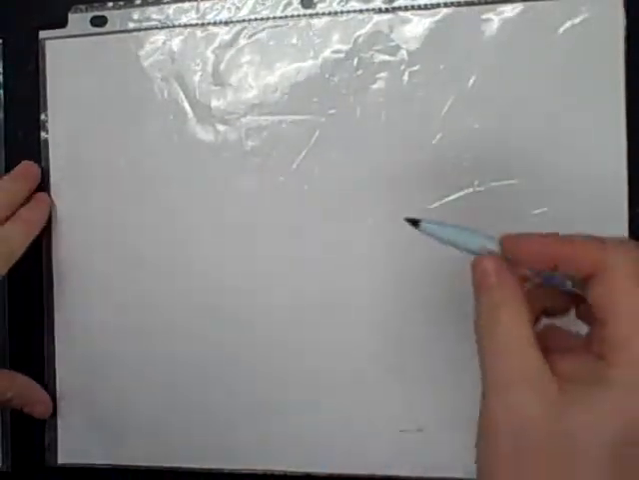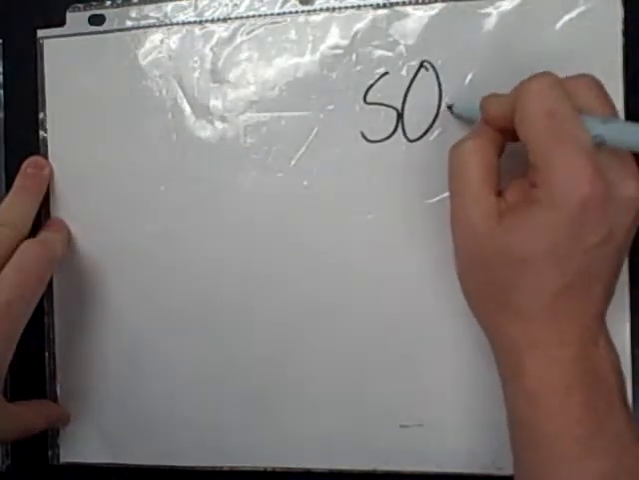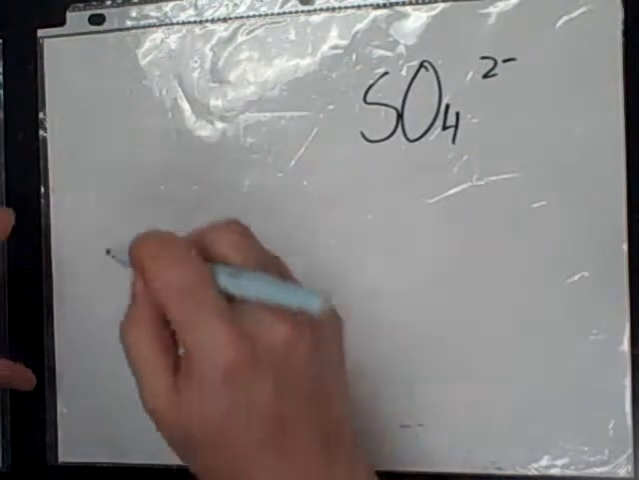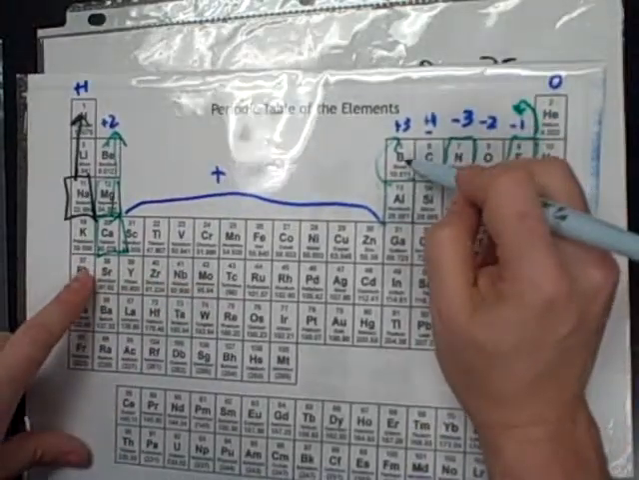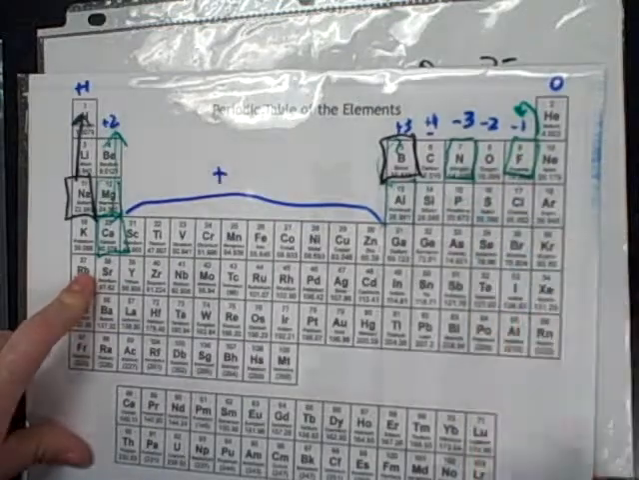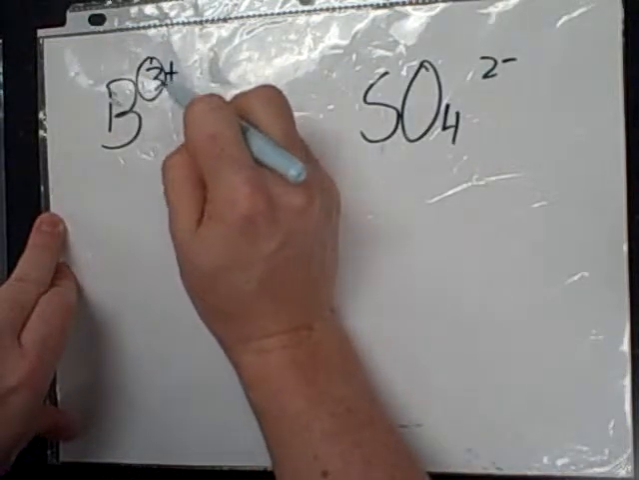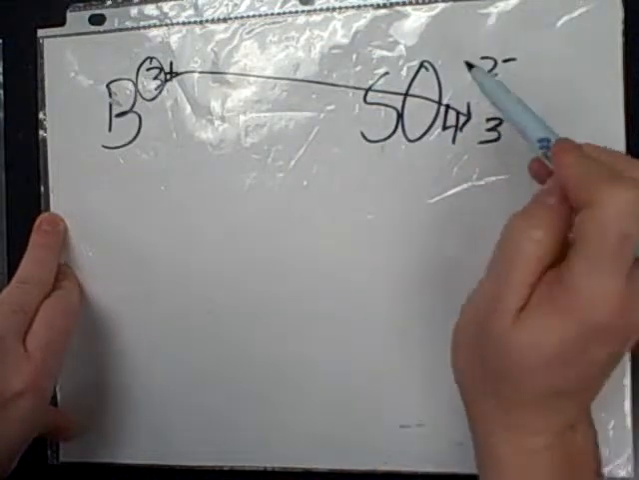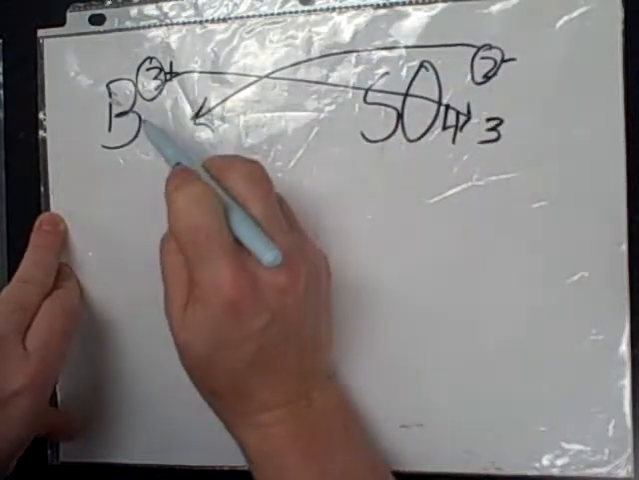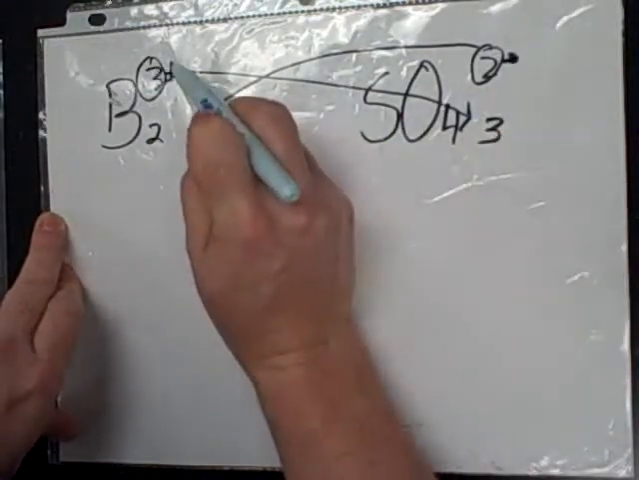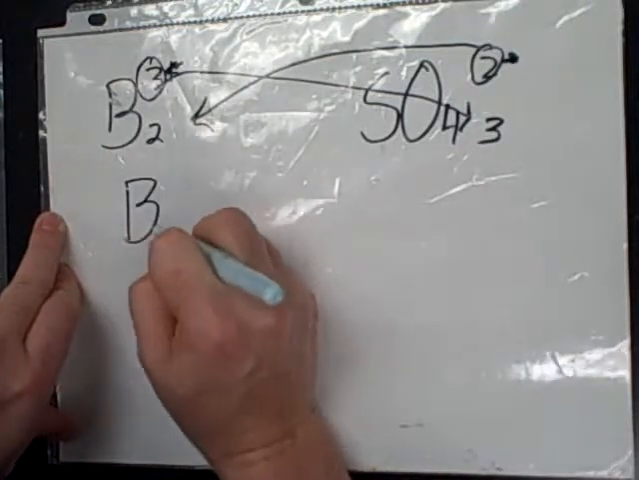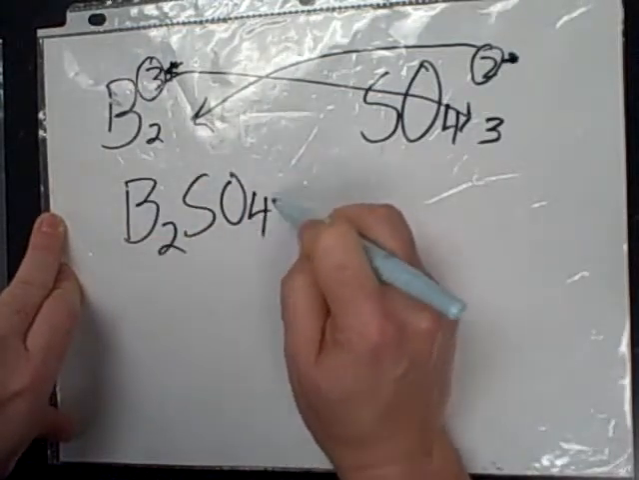Now what if what we had bonded to the SO4 was not a 1? Let's take a look at that. So we have SO4 again with a 2 minus charge. And it's going to bond with a boron. Boron is in group 13. So like aluminum, boron has a 3 plus charge. Okay, so the 3 on the boron goes over to the sulfate to become the sulfate subscript. The 2 on the sulfate goes over to the boron. The plus and the minus disappear. So we have B2SO4 3.